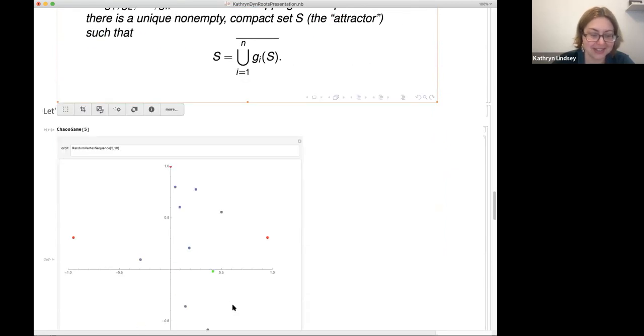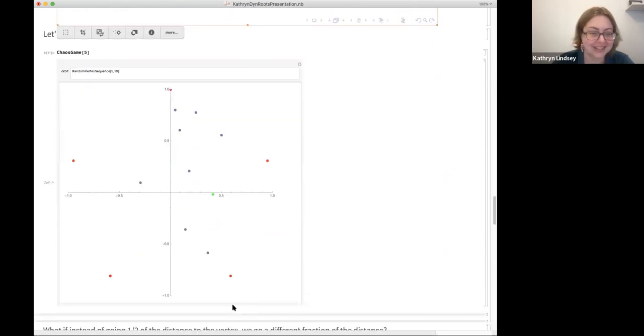So let's play with this a little bit. The first thing we can observe is, let's just tweak our system a little bit. Instead of having 3 vertices, let's have, say, 5 vertices. So here we've got a chaos game with 5 vertices, and it's going to work exactly the same way.